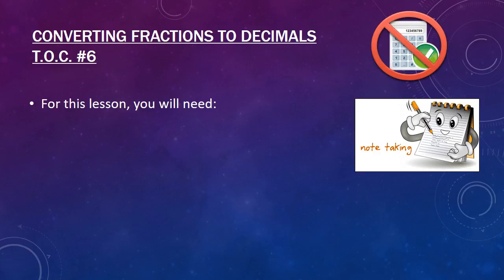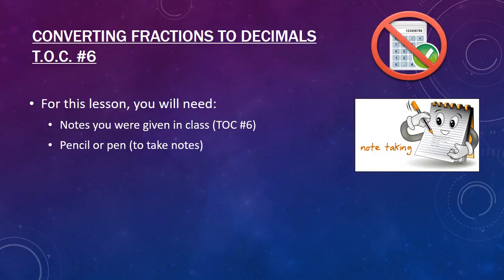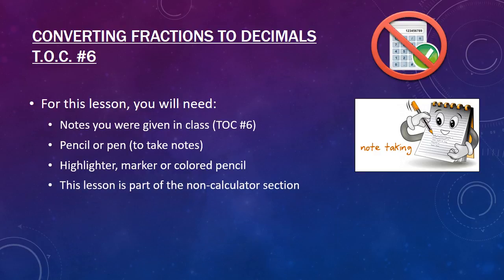For today's lesson, you will of course need the notes you were given in class, TOC number 6, and a pencil or pen to take notes, a highlighter marker or colored pencil so you can make some colored notations for yourself. And this lesson is part of the non-calculator section. So put those calculators away, folks, because you can't use them.